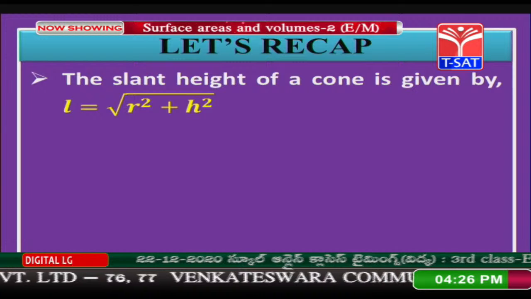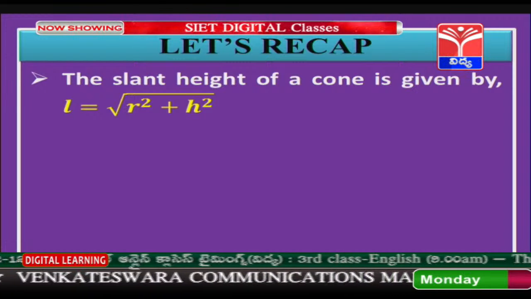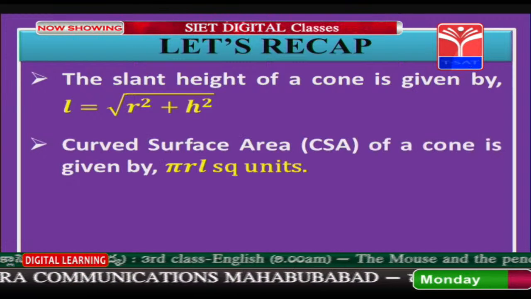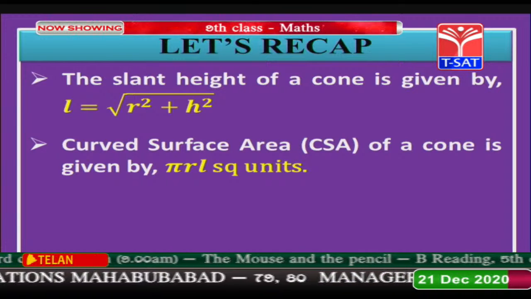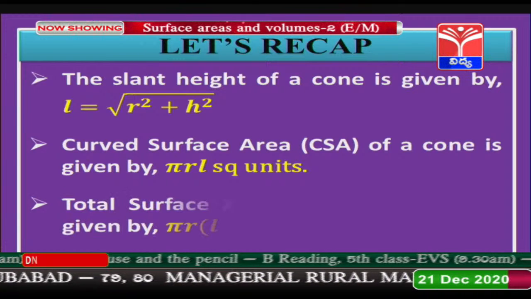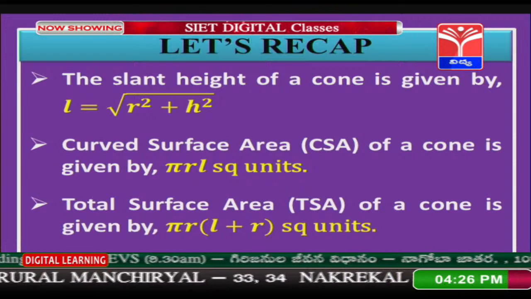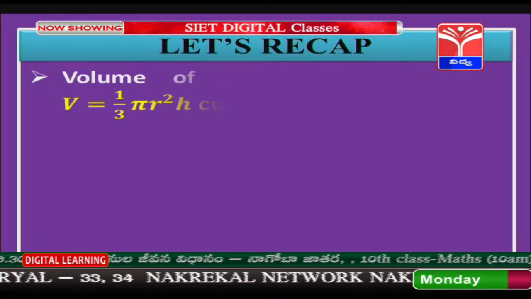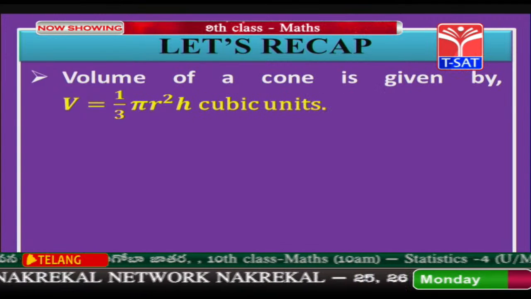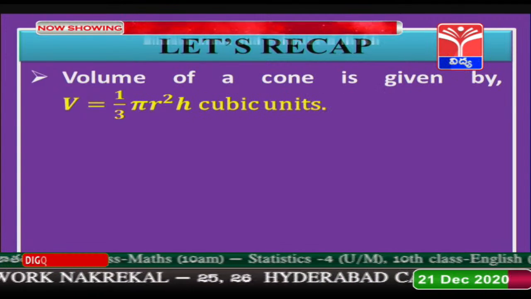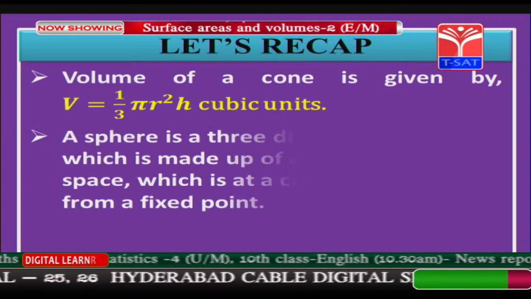The slant height of a cone is given by L is equal to root of r square plus h square. Curved surface area of a cone is given by pi r l square units. Total surface area of a cone is given by pi r into L plus r square units. Volume of a cone is given by V is equal to 1 by 3 pi r square h cubic units.